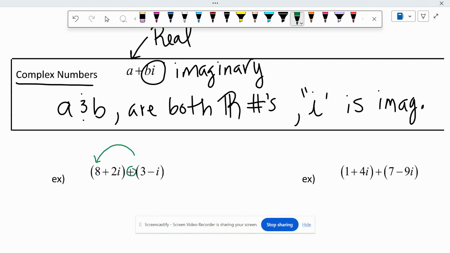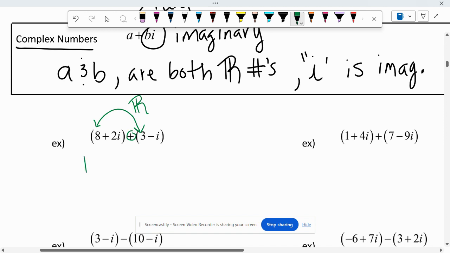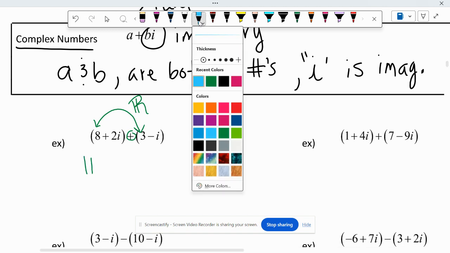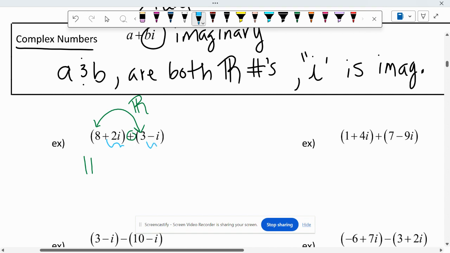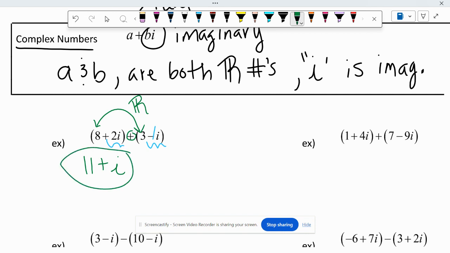I can take 8 and add it to 3 because those are both real terms. What is 8 plus 3? 11. And then I can add my imaginary terms, 2i plus negative i. 2i minus i is just like saying 2 minus 1. So what's 2 minus 1? It's just 1. So it's 11 plus 1i, or just 11 plus i.